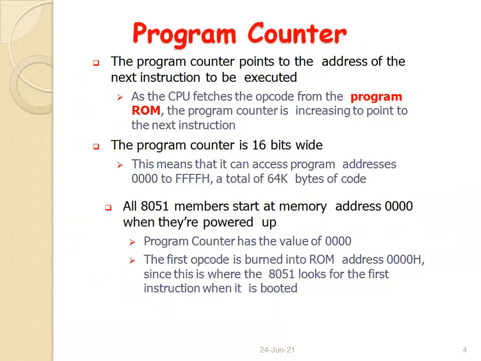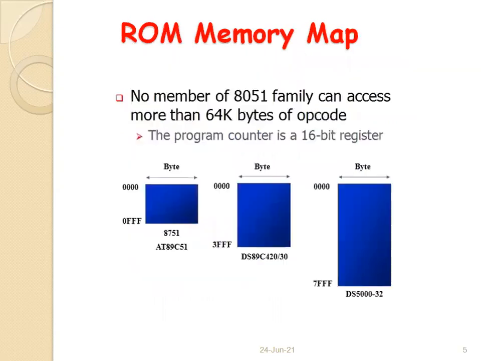And I burn a new program. So the program counter is of 16-bit, so it can access the memory address from 0000 to FFFF. So a total of 64 kilobytes of external ROM I can connect with the 8051 microcontroller. And all 8051 members start with the memory address 0000, because whenever I switch on my device, the reset value of the program counter is equal to 0000. So it is always expected that the first instruction should be written inside the ROM starting from 0000, because the 8051 looks for the first instruction when it is booted.